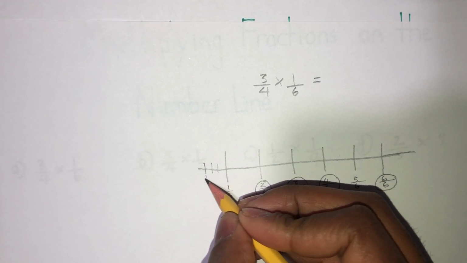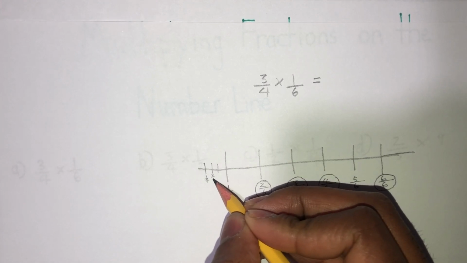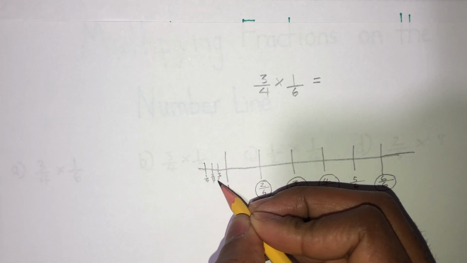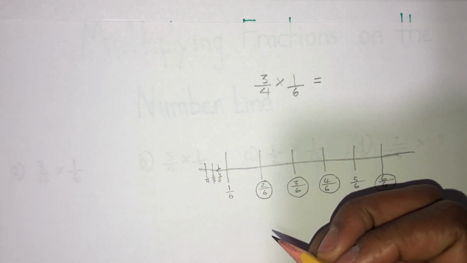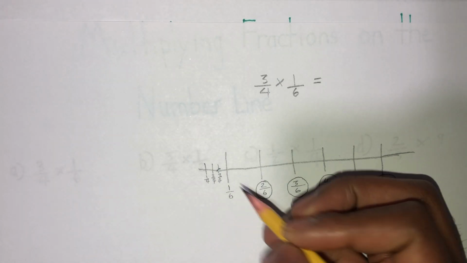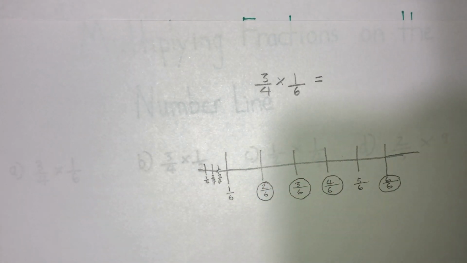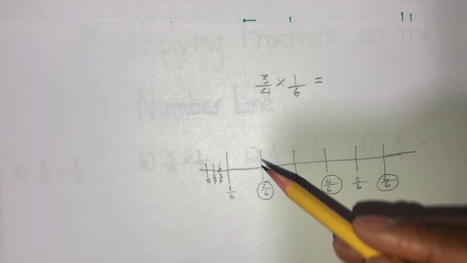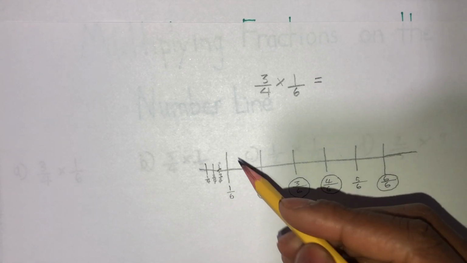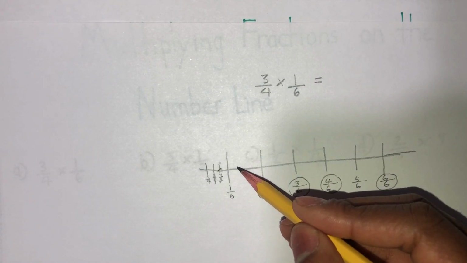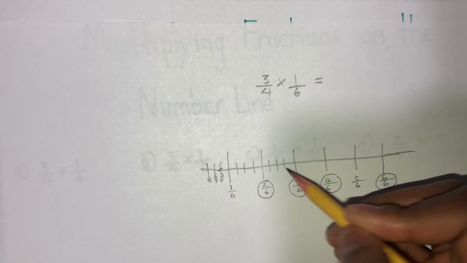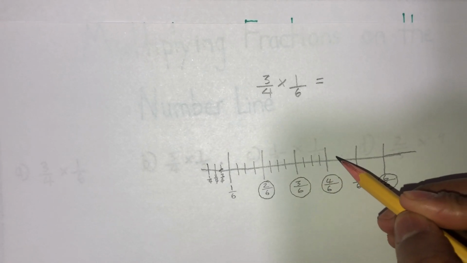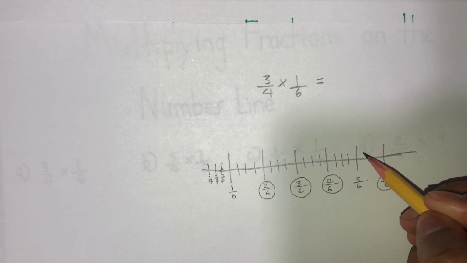So 1/4, 2/4, 3/4. So this is 3/4. Good. So now that that is established, we have to divide the rest of the sections into 4 equal parts. So we divide this section, this section, this section, this section, and this section.